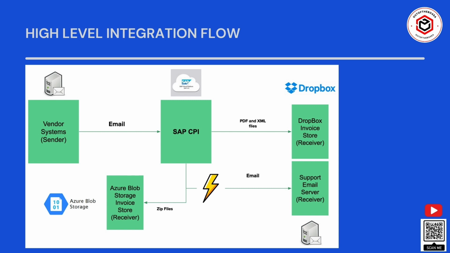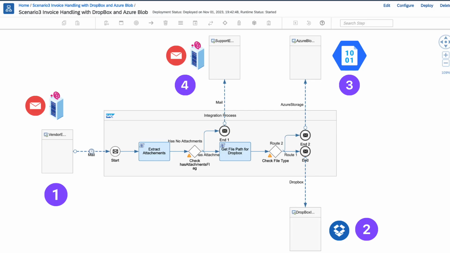As you can see, scenario 4 has a similarity with scenario 3. If you already covered scenario 3, you can cover the rest of Azure Blob integration in this scenario. But if you're completely new, you can watch this video from here on. Let's now directly jump into SAP CPI implementation.